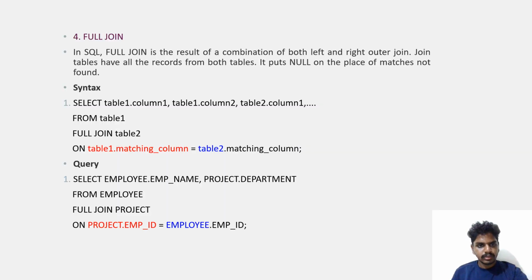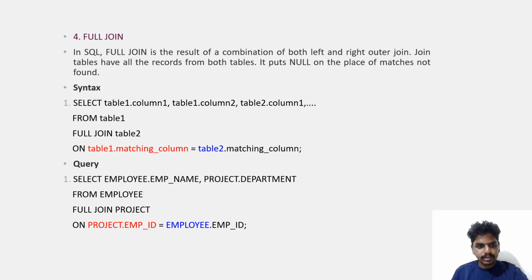Full join operation. In SQL, full join is the result of the combination of both left and right join. The joined table has all the records from both tables. It puts null in the place of matches not found. Here is a syntax similar to the previous join. Sorry, I mean right join. The only change is the keyword, that is full join.